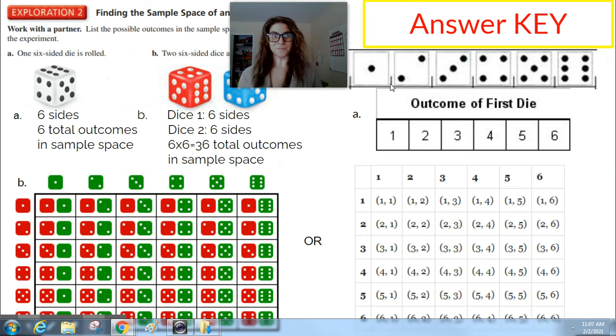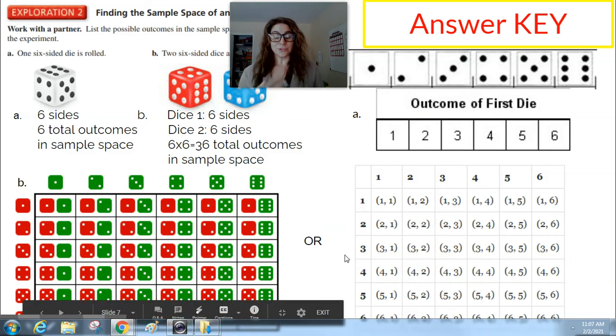I'm going to move my face over. So again, here's my first possibility. I'm showing you in numbers and dice format. And down here for part B are 2 dice. I said there's 36 of them. Again, you can look at it in the physical dice format or in the numbers.